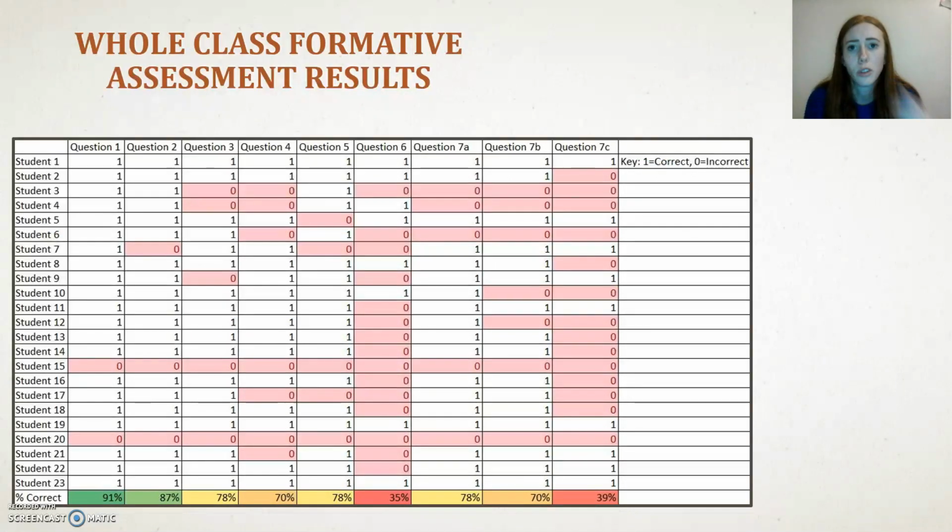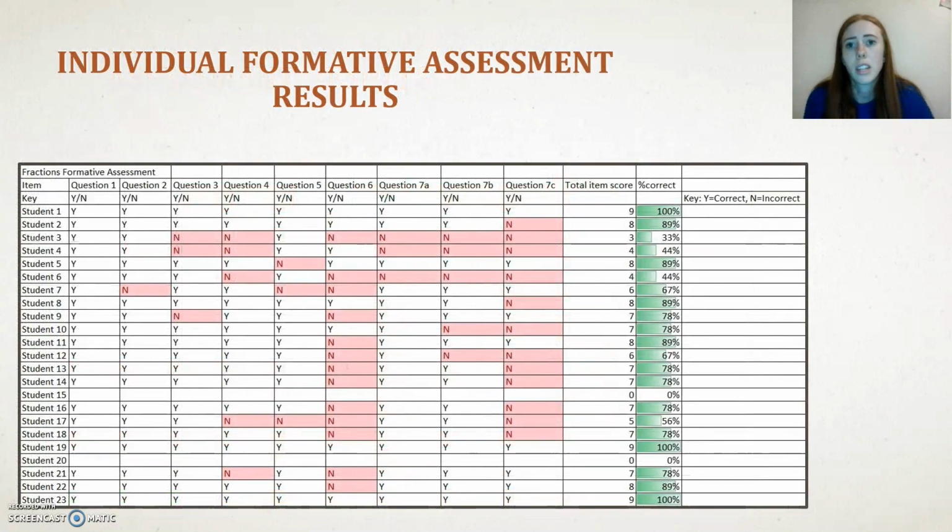Here are the whole class formative assessment results. Question 6 involves the concept of money, which students struggled with. The percentage correct for each question is displayed down the bottom. Here are the individual formative assessment results. There is the total items score column and a percentage correct column displayed again. Here you can see the drastic improvement in students' results from their diagnostic assessment to their final assessment in terms of fractions.